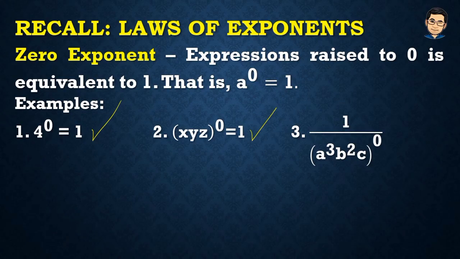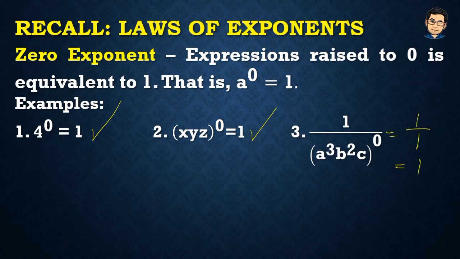And then, number 3, 1 all over the quantity of a cubed b squared c raised to 0. So, magiging 1 po yung ating denominator. Magiging 1 over 1 and 1 over 1 is 1.